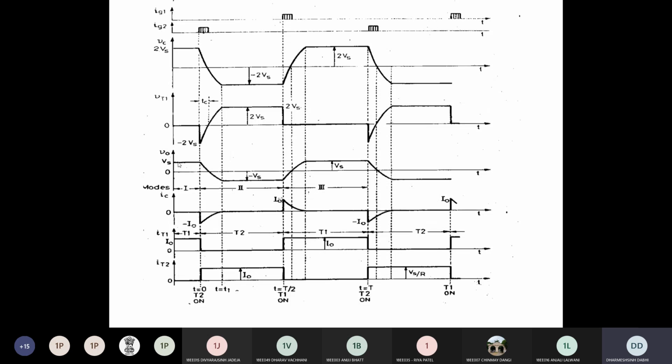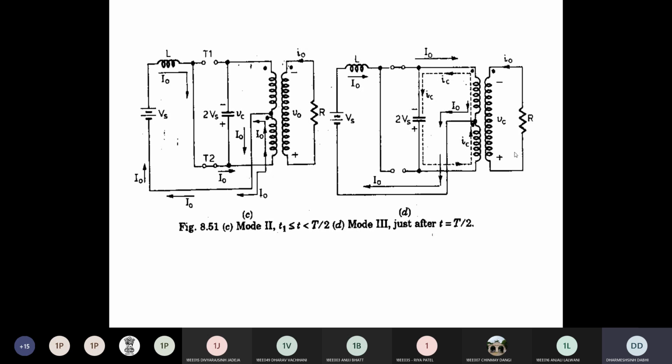You can see the waveform of output voltage. It is a sine wave, not an exact sine wave, but a square type of sine wave. Again, if you want to remove this harmonic, you can use a filter at the load side, the secondary side of this transformer. All of you understand this operation? Yes or no? Yes, sir.